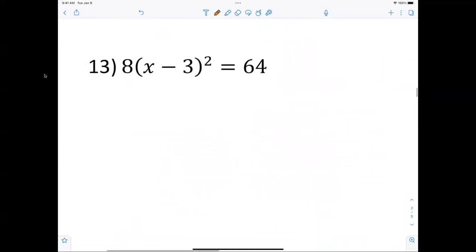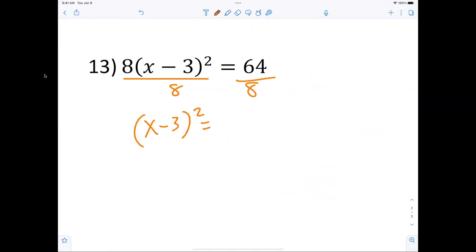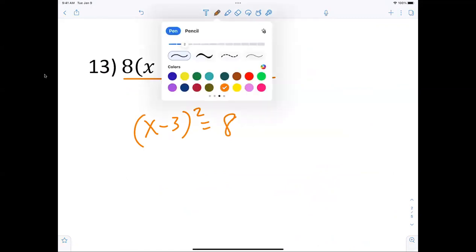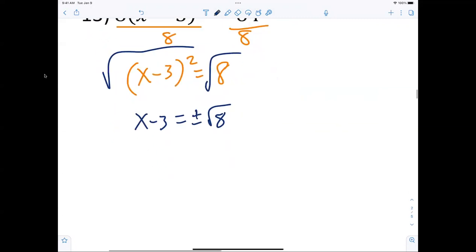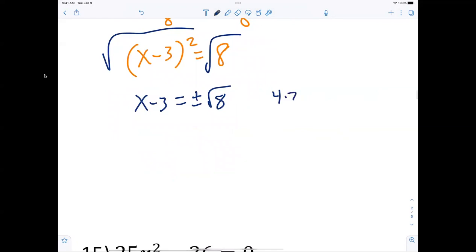Okay. On 13, we have to isolate the square term. So I have to divide by 8 first. You agree with that? Now you take the square root. Now, when you take the square root, you need plus or minus. But the square root of 8, remember, can be broken down to 4 times 2. All right, so x minus 3 equals plus or minus 2 radical 2, and then add the 3.